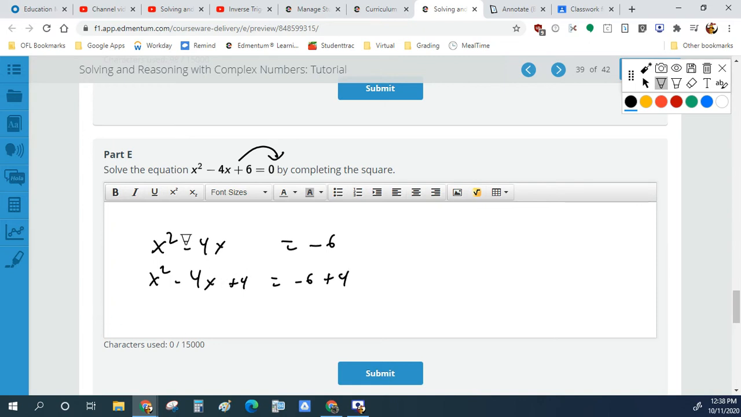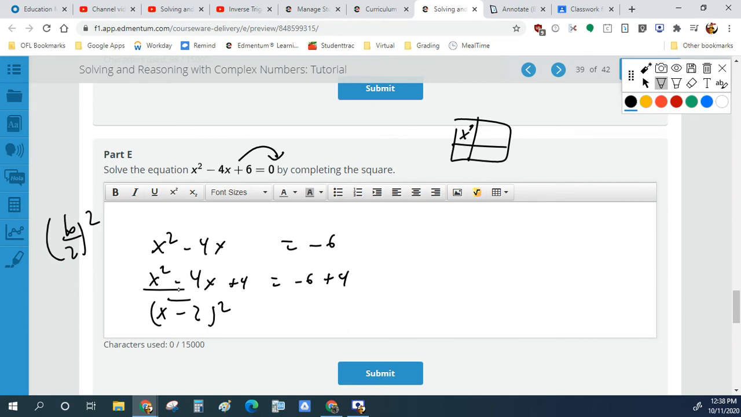Now, remember that I always said this half of b is very important, because what happens here is now we do x minus that half of b. So negative 4 half is negative 2. Then we can square it. This ends up being a perfect square. x squared minus 4x plus 4. And the reason for that is because if we do negative 2, we get that positive 4. But more importantly, we're going to get this negative 2x.